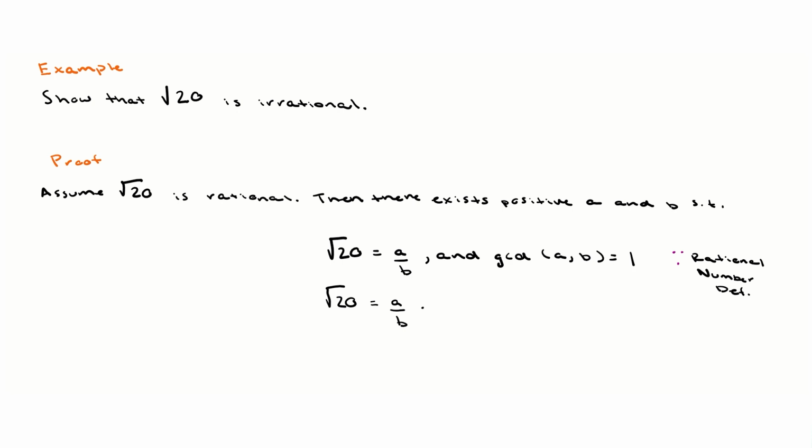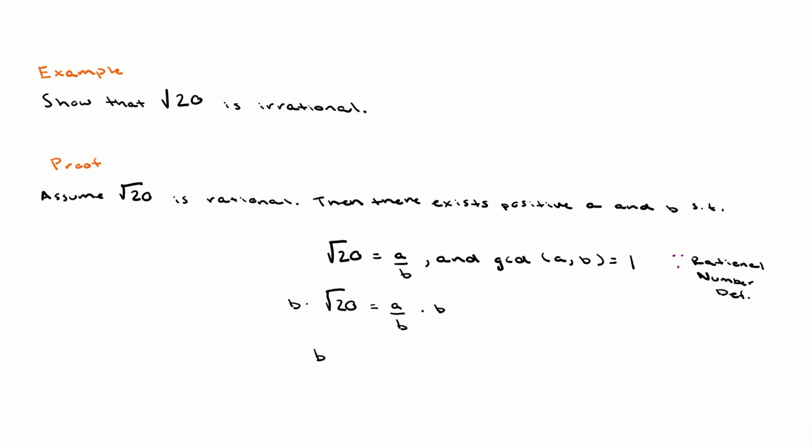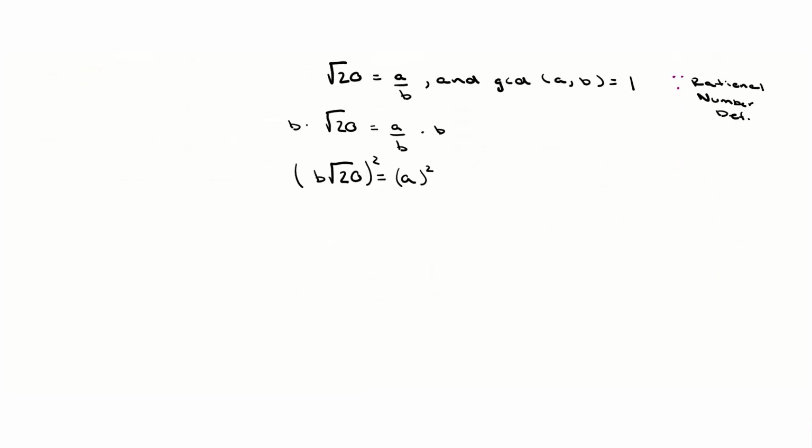So next we see that if we multiply both sides times b and square both sides, we get 20 times b squared equals a squared.